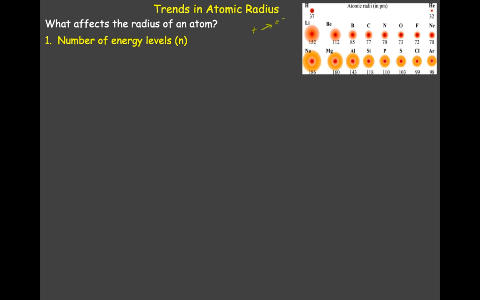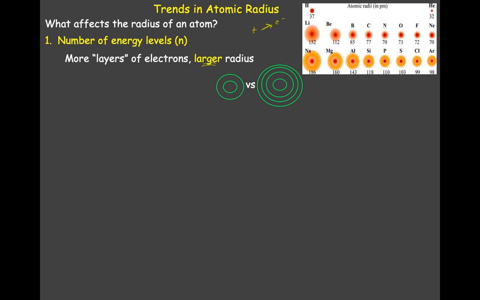The number one thing we want to look at is the number of energy levels. How many energy levels do you have? If you have a lot of energy levels, then you're going to have a larger radius. So more energy levels means more layers of electrons, and you would have a larger radius. So if you were in period two, period two would be here.